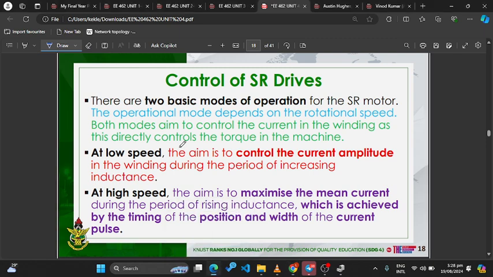Both modes aim to control the current in the winding, because to control torque you need to control current. Even to change speed you require a certain force, because to change speed is to accelerate, and to accelerate you need a force. From Newton's law, F is equal to ma.